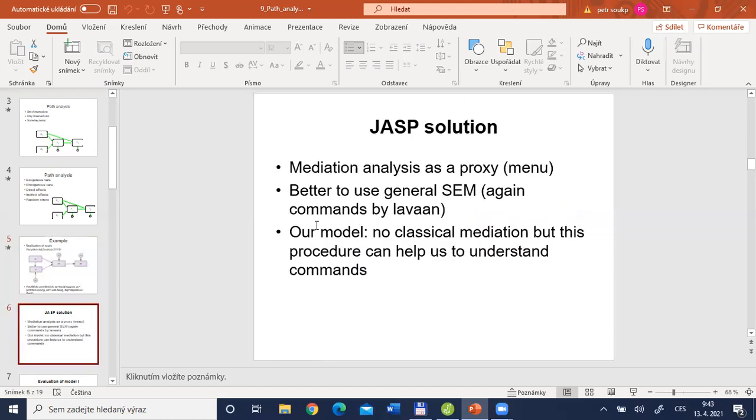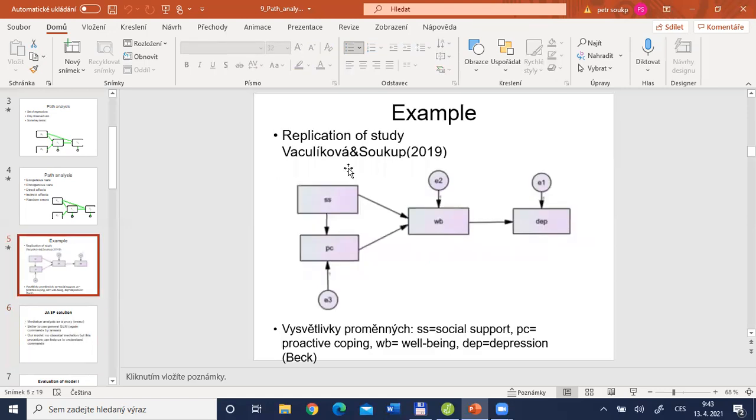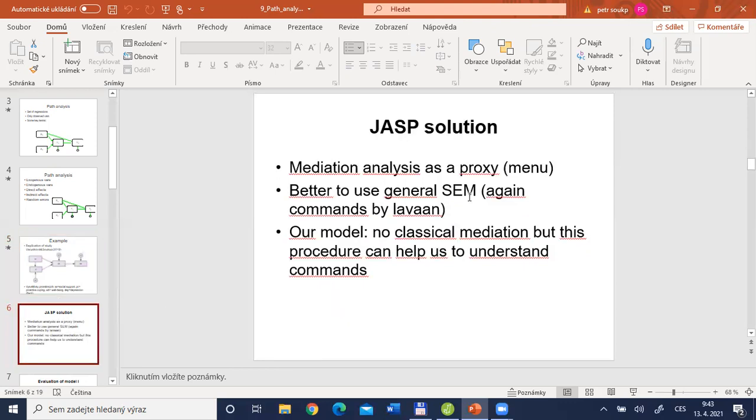So there is an option to use mediation analysis that can help us to learn how we can type Lavaan syntax. So if you would like help from JASP, there is an option to go into mediation analysis, ask for Lavaan syntax and see how it works. And if you would like to precisely replicate this model, there is no other option than to go to direct structural equation general models and to type our commands by Lavaan. So these two ways we would go in the next minutes and we would evaluate this model.